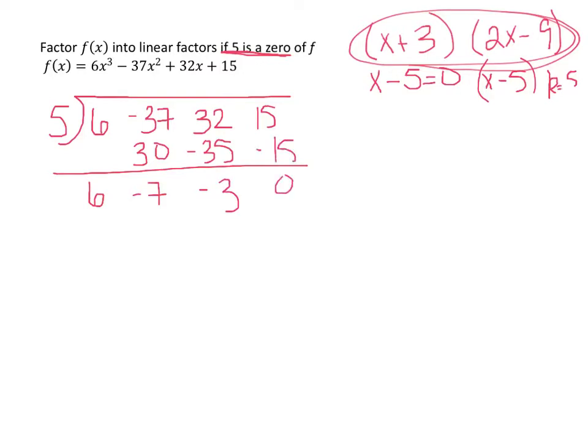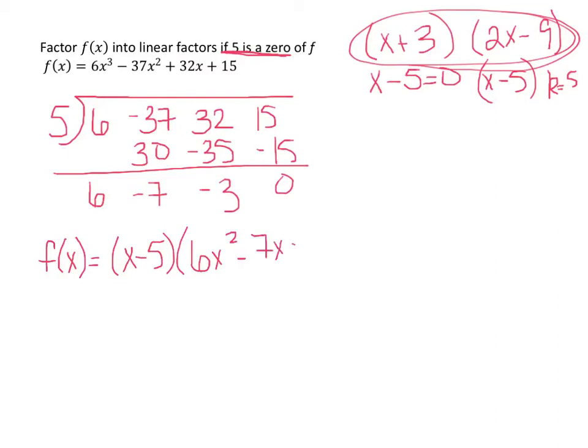Yes, so that's correct. That means that just like in the last class, f of x is equal to x minus 5 times 6x squared minus 7x minus 3. So now we've got a quadratic polynomial that we can factor.